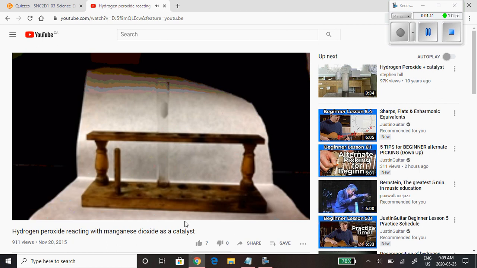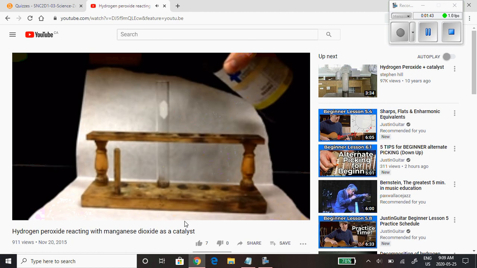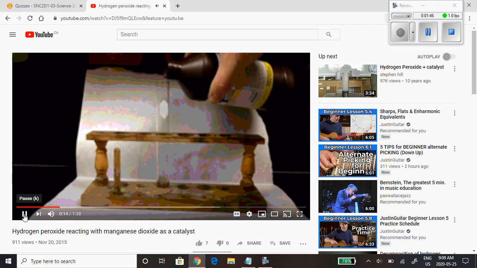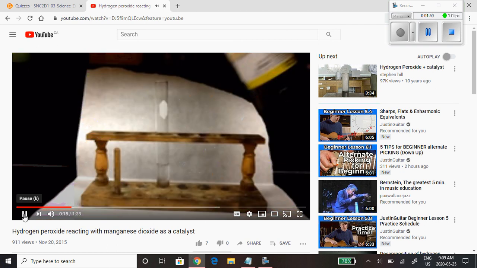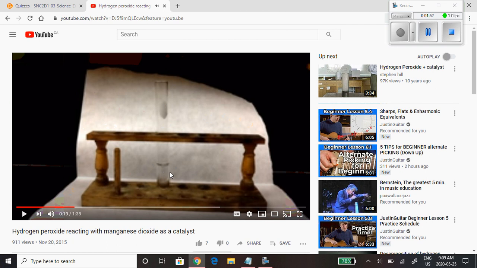So we're watching the video. You're making observations. Okay, so that's why it's important to have it open in another window. Here's the reactant, hydrogen peroxide. All right, and it's a clear liquid. So you've got to make sure you're making observations while you're watching the video. And you can always refer back to it if you've opened it up in another window or another tab. Really important you do that.